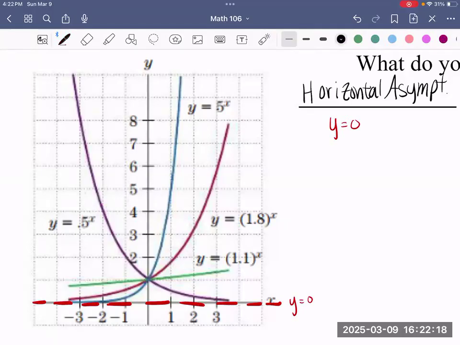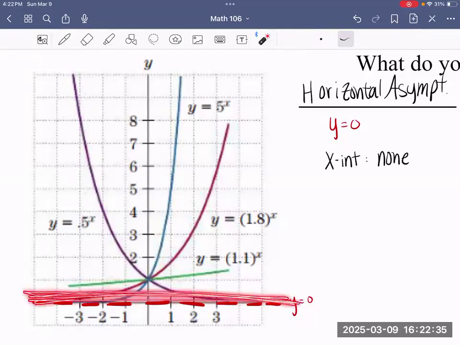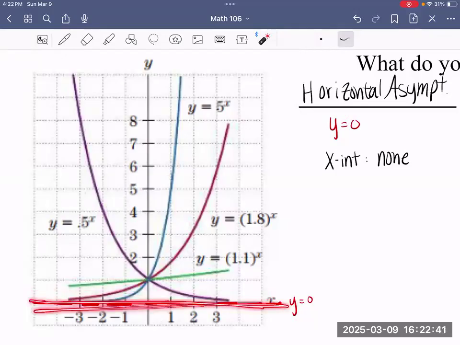Now, another thing to notice is because we have a horizontal asymptote, are we going to have an x-intercept? No, we'll have no x-intercept. In some variations we can, but usually this horizontal asymptote for your parent functions, as long as you haven't moved them up or down, is going to prevent your graph from touching your x-axis. So typically there are no x-intercepts.